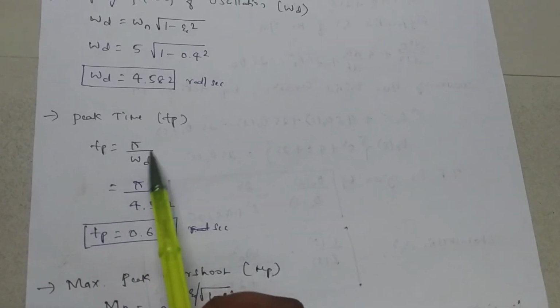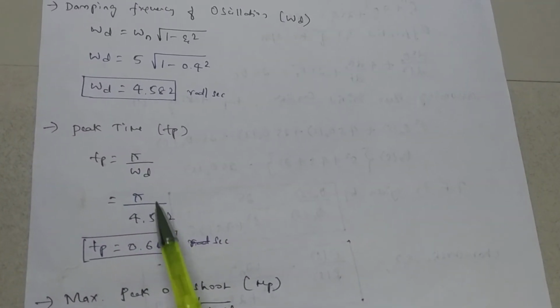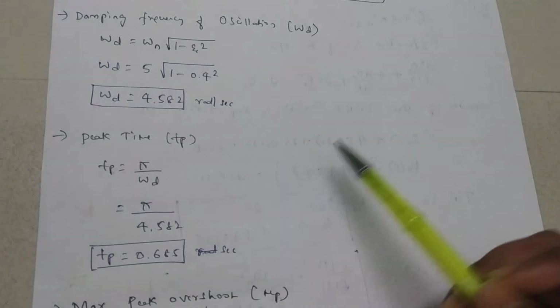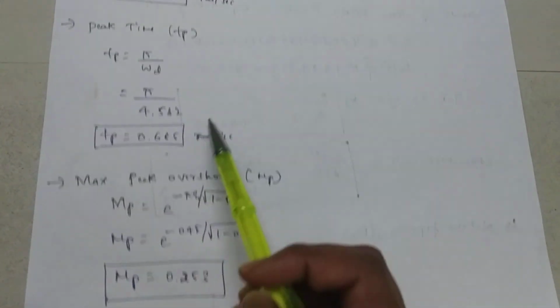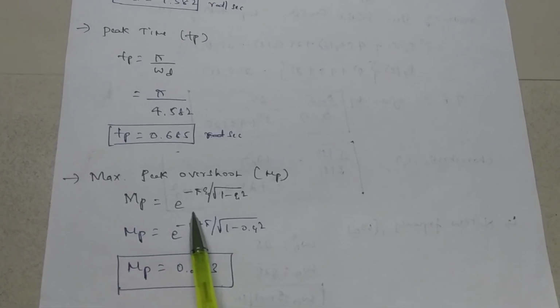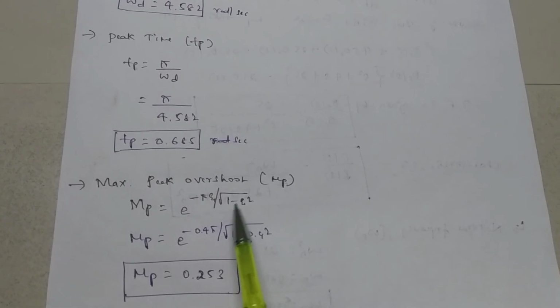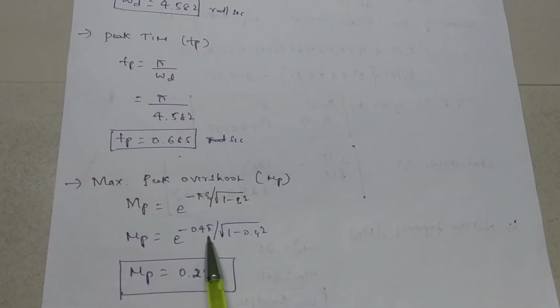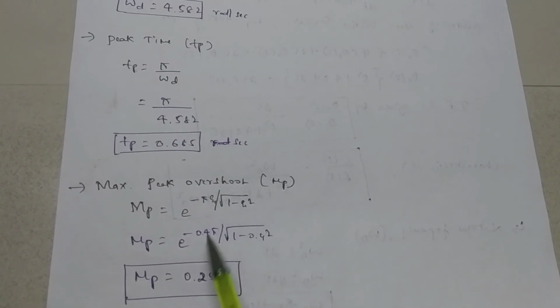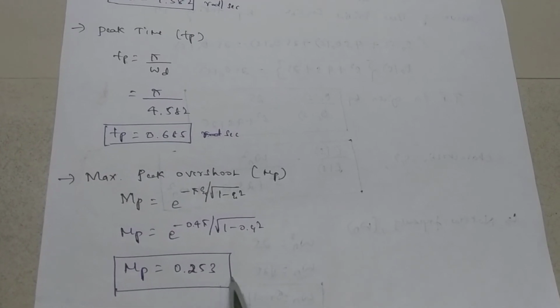Similarly, peak time. Peak time is pi by omega d. We just found out the omega d value. Just substitute here pi by 4.582. That is Tp, the peak time, equal to 0.685 second. Similarly, maximum peak overshoot, that is Mp, equal to e to the power of minus theta pi whole divided by root of 1 minus theta square. We just substitute the value of theta and we got the maximum peak overshoot as 0.253.